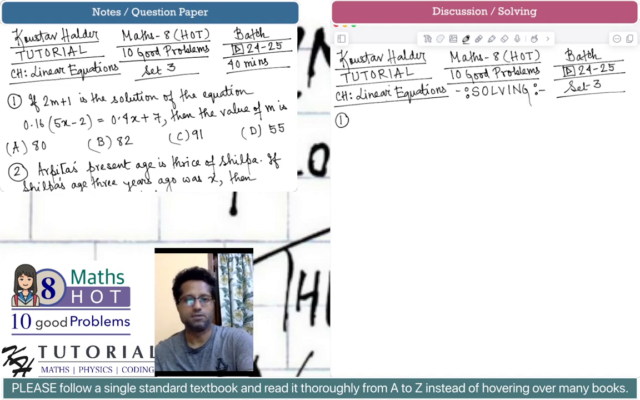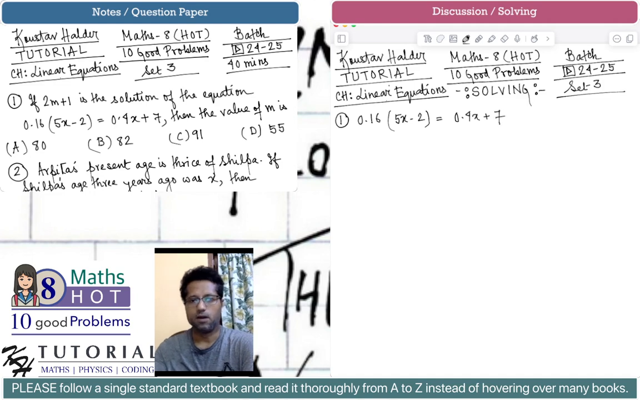The first problem says that if 2m plus 1 is the solution of the equation, an equation is given, then the value of m is. Okay, so what is the equation? Let's first write the equation. It is 0.16 multiplied by (5x minus 2) is equal to 0.4x plus 7. Now, whenever you have a decimal number in a given equation, you can do it in two ways.